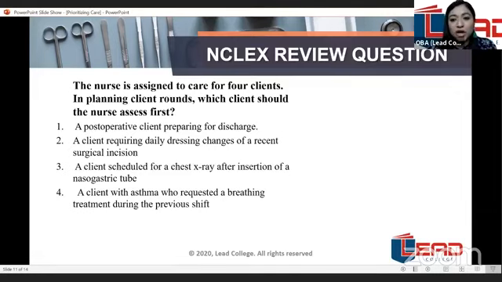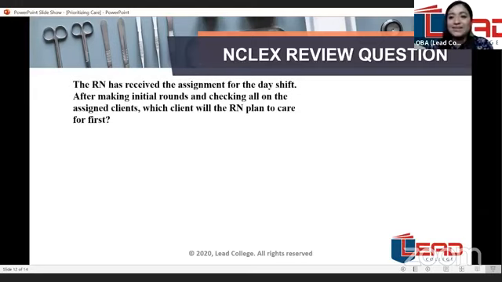So look at the options. Think, what will you do? Can you see an impending danger coming? An asthmatic patient has already requested treatment for his breathing problems and hasn't gotten it yet. First priority, okay? So your answer will be client number 4, a patient with asthma who requested a breathing treatment during the previous shift. Good. I think this must be the last question of the day, or maybe one more question.